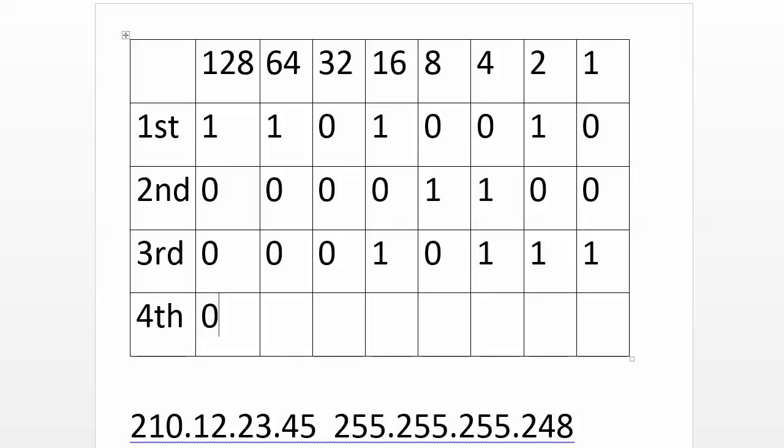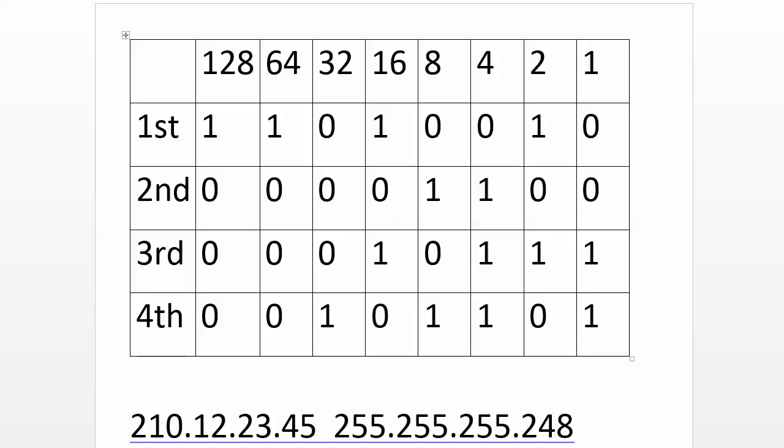Would be 0, 0. You can subtract 32 from 45. That gives us a remainder of 13. 0 for the 16, then 8, 4, a 0 for the 2, and a 1 for the 1. So that would give us 32 plus 8 is 40, plus 4 is 44, plus 1 is 45.